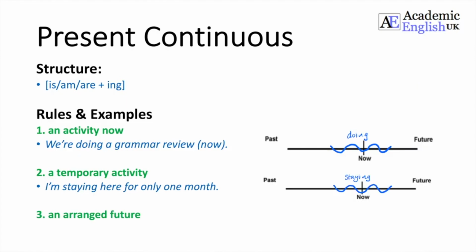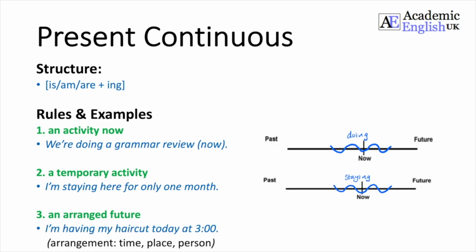And number three is present continuous for future, an arranged future. I'm having my hair cut today at 3 o'clock. It's important to note that you need an arrangement to use present continuous for future. So you need a time, a place, and possibly a person.